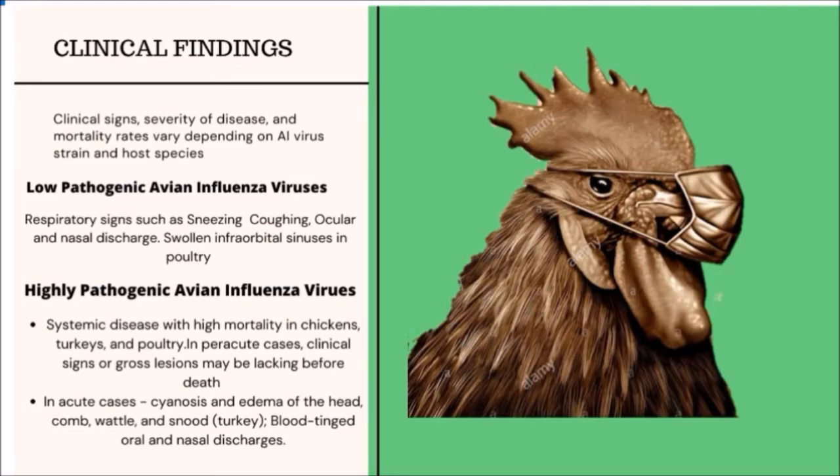Highly pathogenic avian influenza viruses: systemic disease with high mortality in chickens, turkeys, and poultry. In paracute cases, clinical signs or gross lesions may be lacking before death. In acute cases, cyanosis and edema of the head, comb, wattle, and snout, blood-stained oral and nasal discharges.